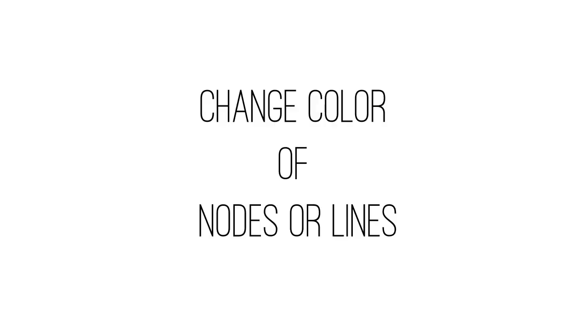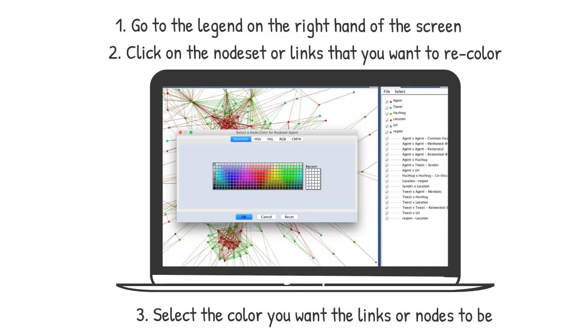Next, let's look at how to change the color of the nodes and links. To recolor a node set or links, go to the legend on the right-hand side of the screen, click on the node set or links you want to recolor, and select the color you want them to be.